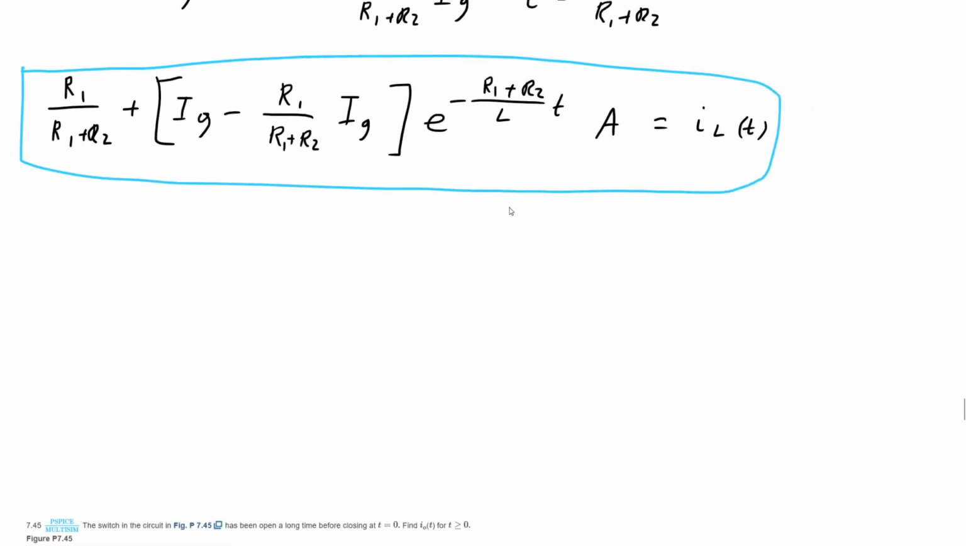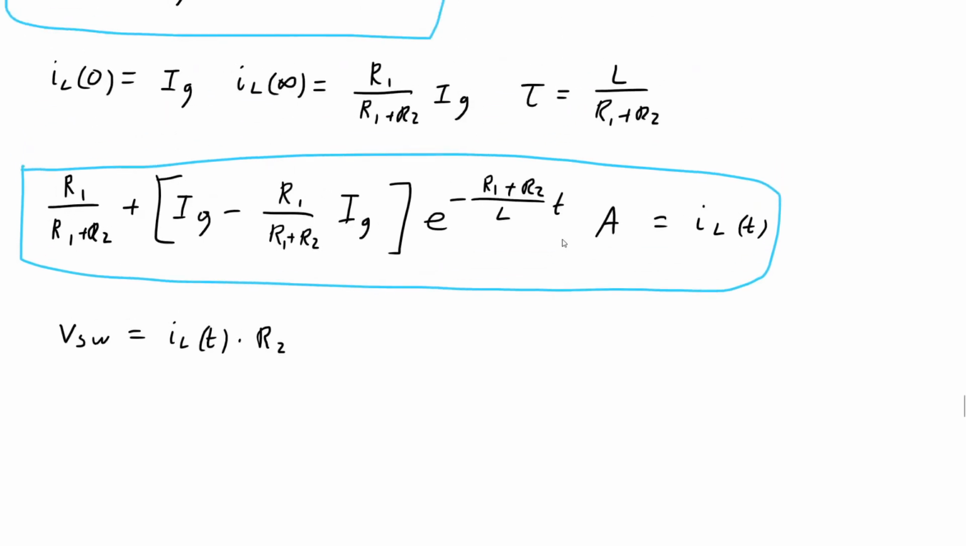Now V-switch, we're going to use Ohm's law again. ILT times R2. Now we can multiply everything out, but I'll just look at this expression and we'll be able to tell right away. So if R2 goes up, V-switch is going to go up. And it'll also decay slower, but the current will also be a little bit less. So it's kind of like a balancing act.